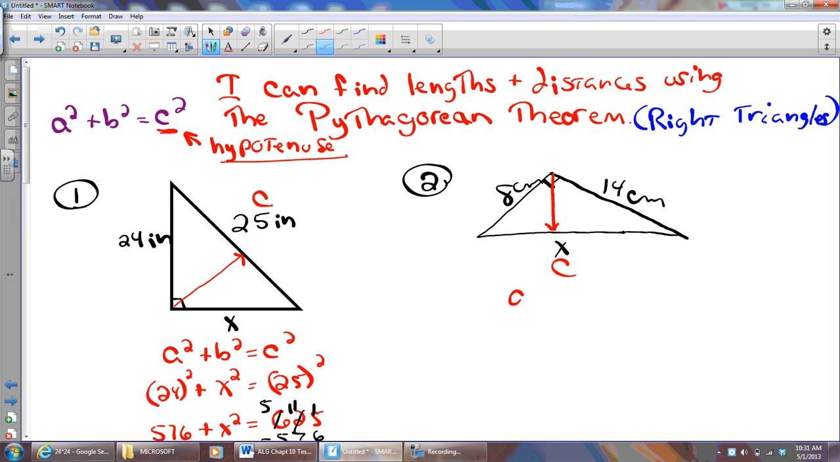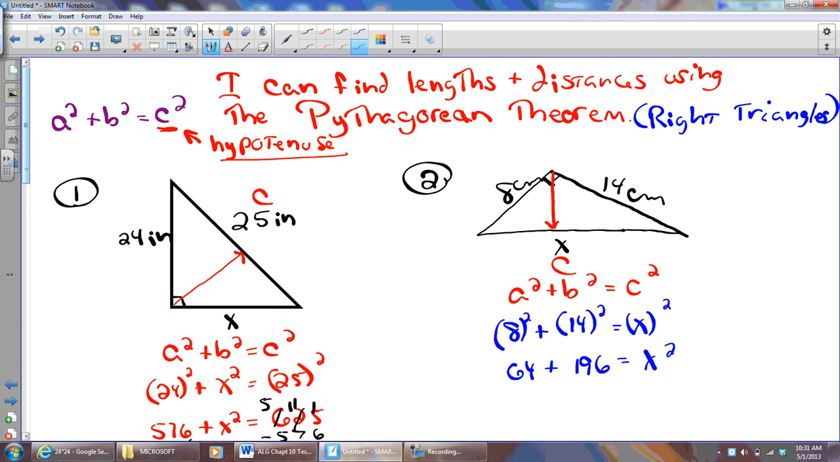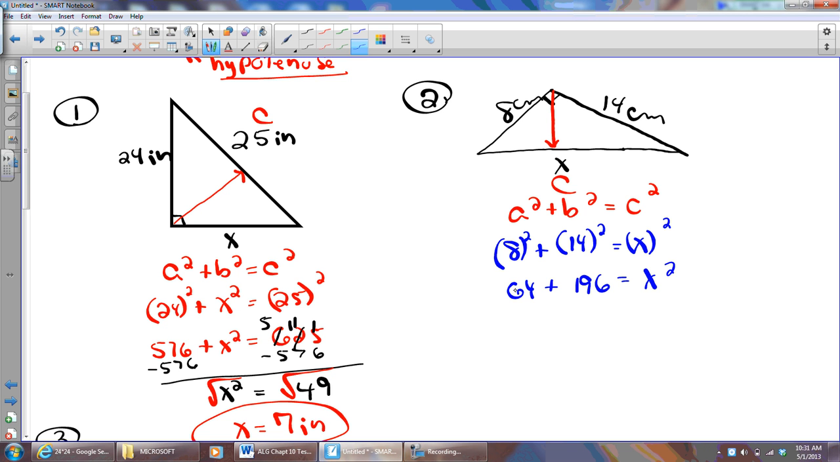All right. Let's set it up for this one. I've got a squared plus b squared equals c squared. And again, I don't know c in this case, so it'll be x squared. And then I can do 8 squared plus 14 squared. I'll get 64 plus 196. That'll equal x squared. Now I know that 64 and 200 would be 264, so I think there's going to be 260 on the nose. And then to undo the square, I'll take the square root.